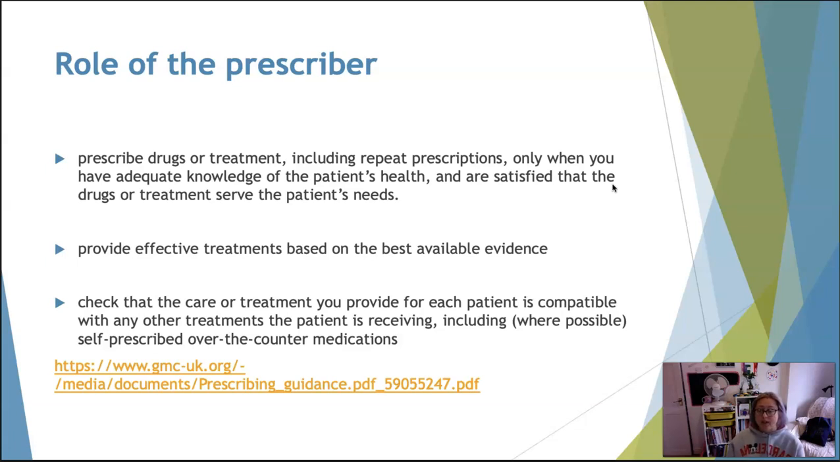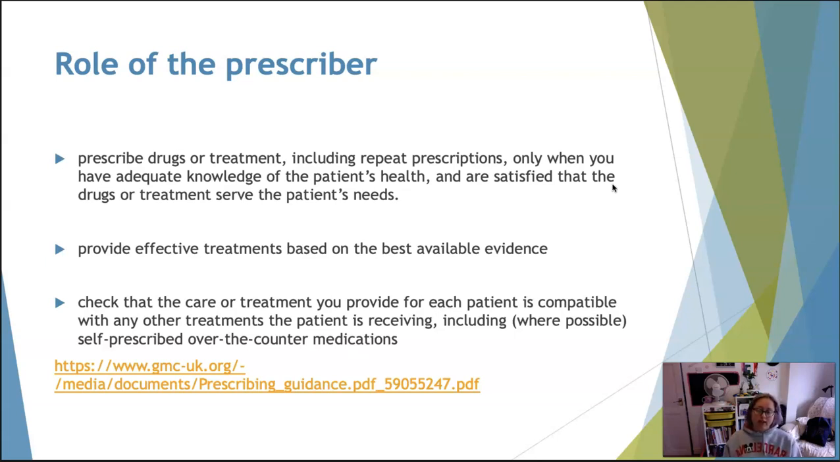So the role of the prescriber is to prescribe drugs or a treatment, including repeat prescriptions, only when they have adequate knowledge of the patient's health and they are satisfied that the drugs or treatments will serve the patient's needs. This means that the prescriber shouldn't be going off and thinking, well, we'll give it a try, it might work, this might be the best thing. Now I know this sometimes happens in practice because, again, when we think about the patient's needs, it might be that they need to try something to have a better outcome for the patient or to have a better long-term overview to be able to have a better quality of life.